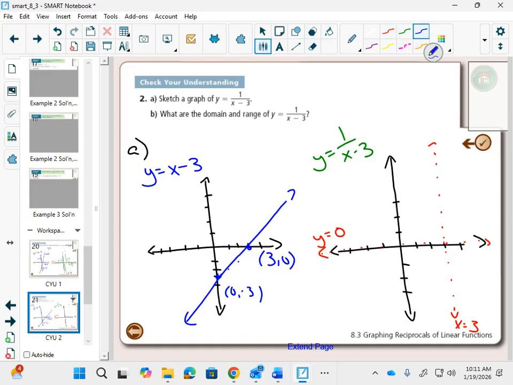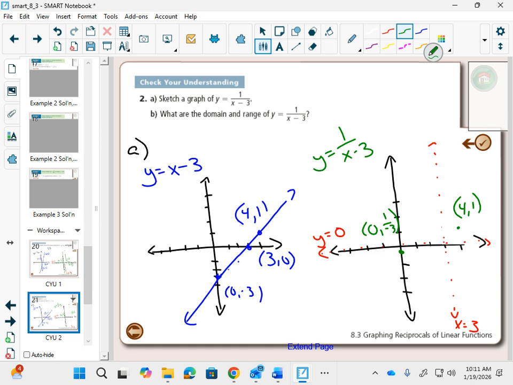What's going to happen to 0, negative 3? Becomes 0, 1 over negative 3. When I find other points, for sure, what's this point? When x is 4, y would be 1. So in my green graph, I'd have 1 over 1, which is still 4, 1.